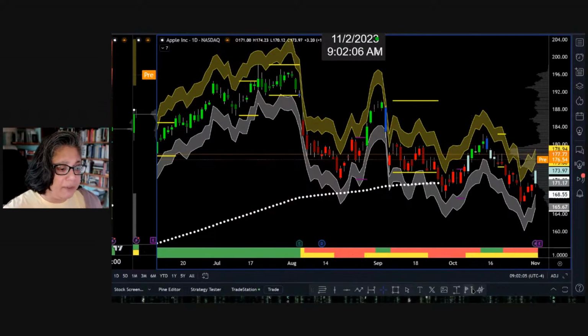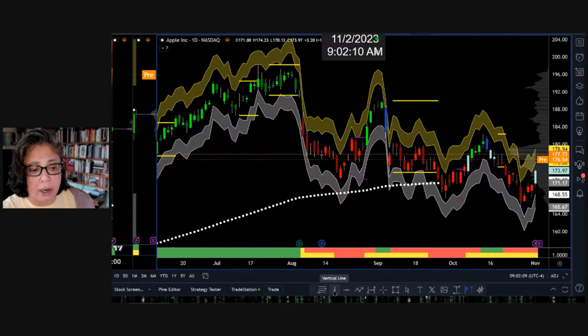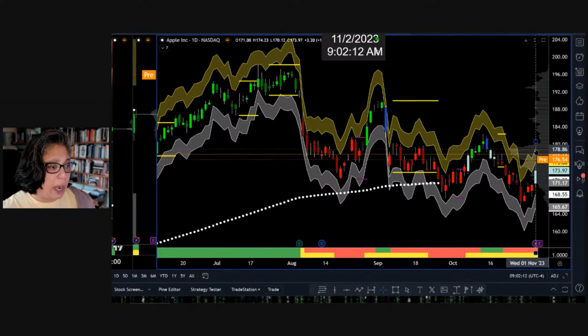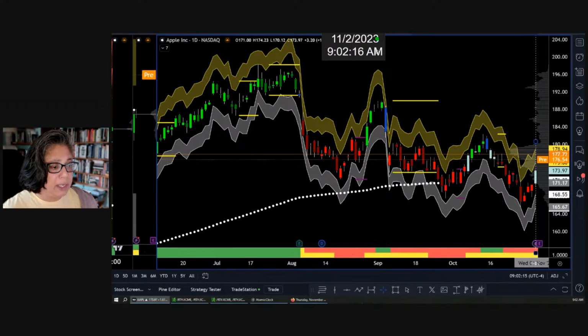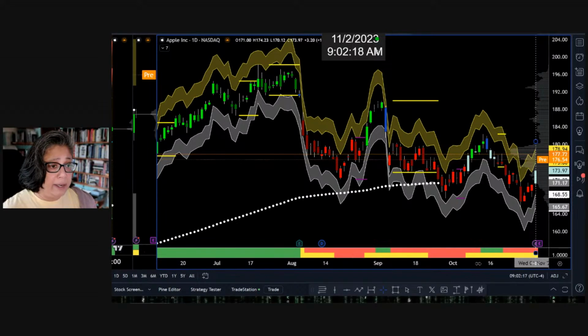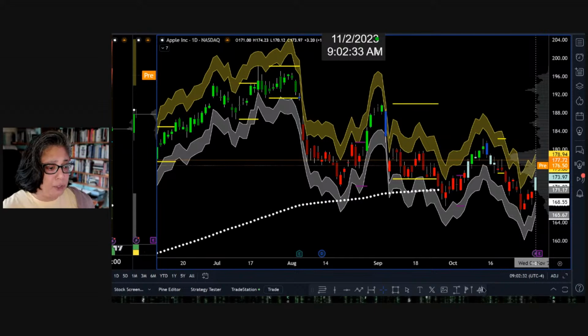Now, it's really easy. If you've got a drawing tool, just drop a vertical line on the day of earnings. So today is the 2nd. And then I want to drop a vertical line 2 weeks back, right? So if today's the 2nd, 2 weeks back from today would have been the 19th. So right there. Now, why do I mark this 2-week level?